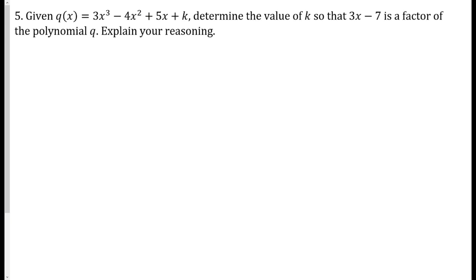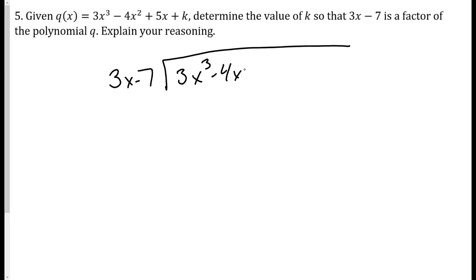Question 5, given q of x equals 3x cubed minus 4x squared plus 5x plus k, determine the value of k so that 3x minus 7 is a factor of this polynomial q. So if 3x minus 7 is a factor of this polynomial, that means something times 3x minus 7 gives me that polynomial. So to figure out what that something is, we should do division. So I'm going to divide 3x cubed minus 4x squared plus 5x plus k by 3x minus 7.